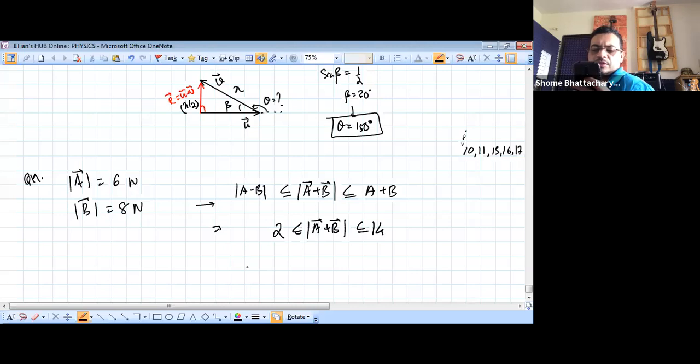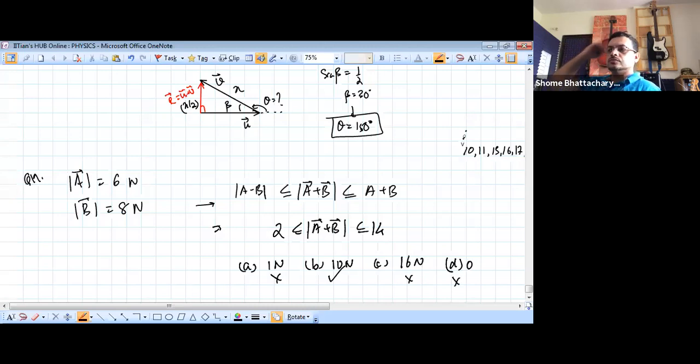To produce the effect of a single force, that means a net force, can it be 1 Newton? The answer is no, because it can't be less than 2. Can it be 10 Newtons? The answer is yes, because 10 is between these two. Can it be 16 Newtons? The answer is again no, because it's greater than this. And can it be 0? Again no, because it has to be greater than 2. So it's just about the triangle inequality, nothing else.